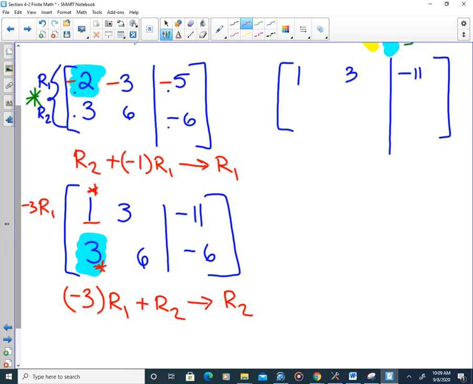So 1 times negative 3 is negative 3. 3 times negative 3 is negative 9. Negative 3 times negative 11 is positive 33. And then I'm going to add these two rows together here, the one in red and the one in blue, and that becomes my new row 2. So we get 0, negative 9 plus 6, negative 3. 33 minus 6. Let's see, what is 33 minus 6? 27.